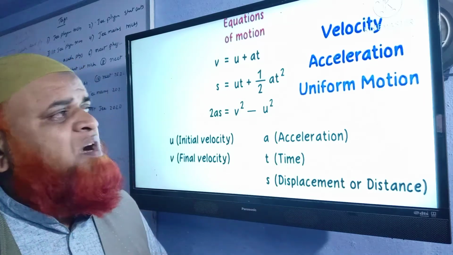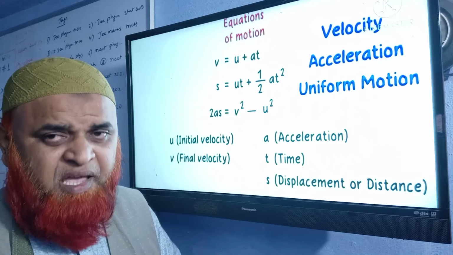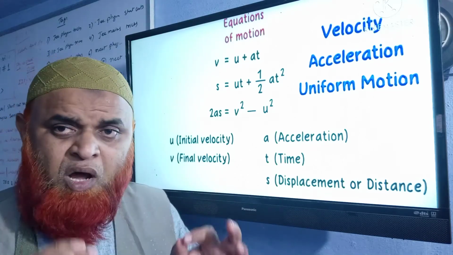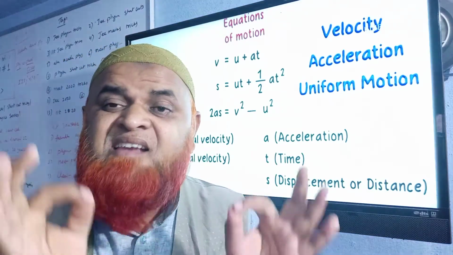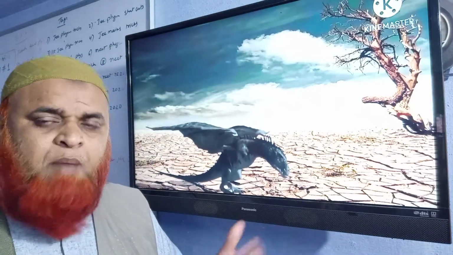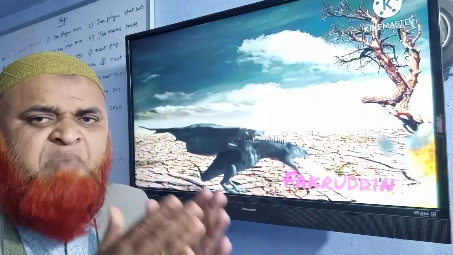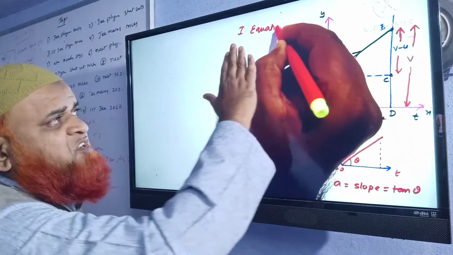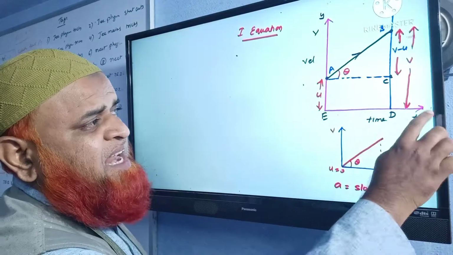The first thing we need to understand in terms of graphs is the meaning of the slope of a graph. You all know that if you want to measure the slope of a graph, you have to find tan theta. And tan theta is nothing but opposite side by adjacent side. Let us go into the main topic of physics here. This is the first equation of motion we need to derive, so you need to understand the graph.